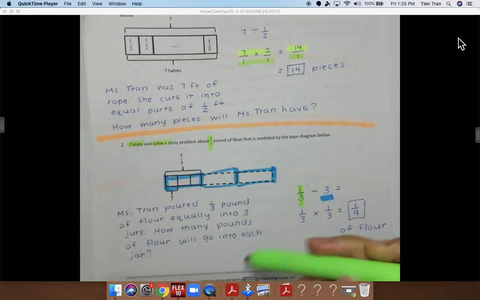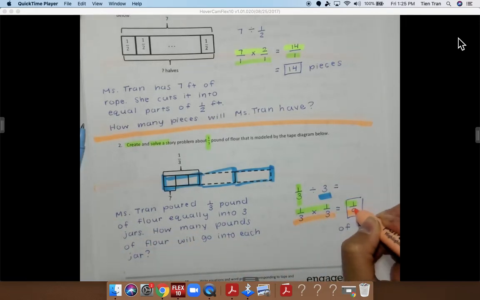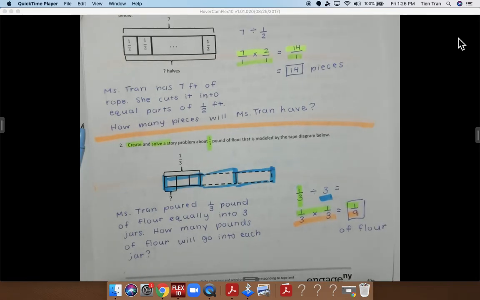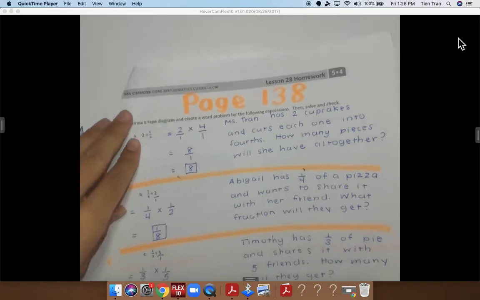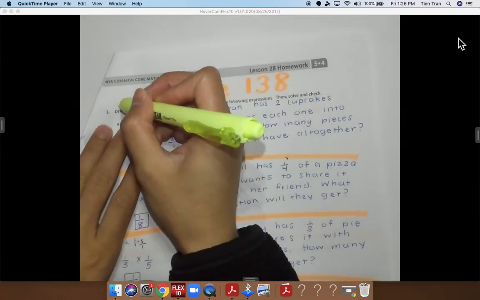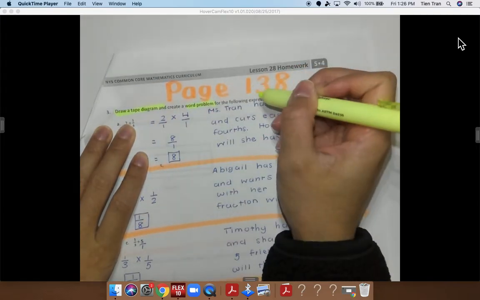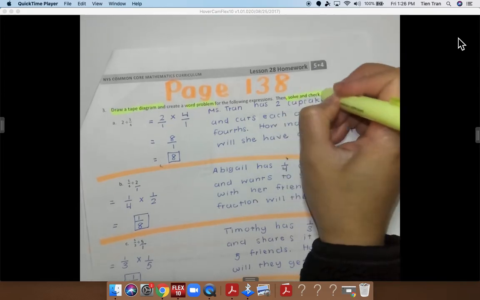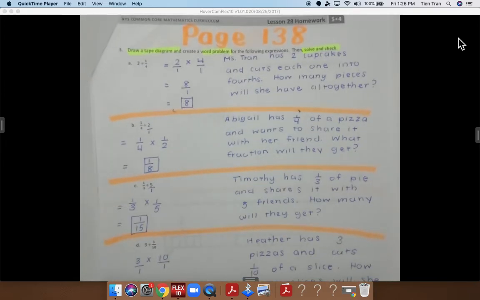And then when I multiplied, 1 times 1 is 1. 3 times 3 is equal to 9. So I have 1/9 of flour. Turning the page, you are also going to create story problems here. They ask you to draw a tape diagram and create a word problem for the following expressions, then solve and check. So I'm not drawing a tape diagram, but if you want to, you can.